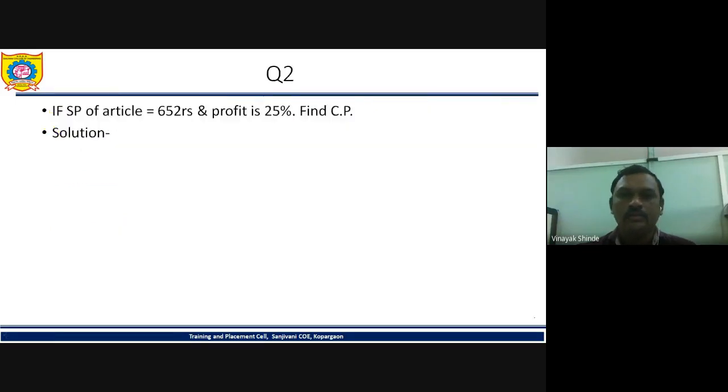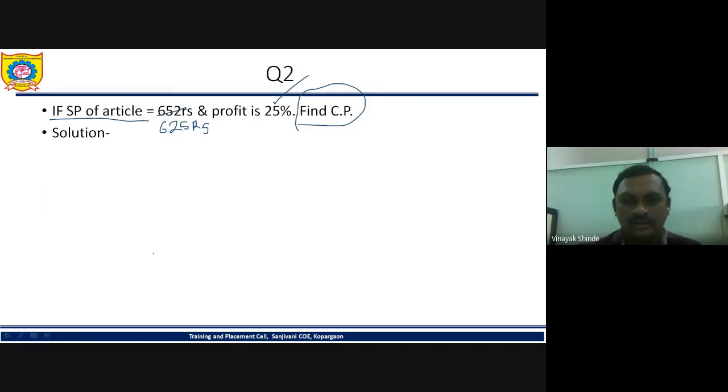Let us solve one more question. Question number 2. If the selling price of an article is equal to 625 rupees, and profit is 25%, find the cost price. So the selling price is known, the profit is known. We need to calculate the cost price.